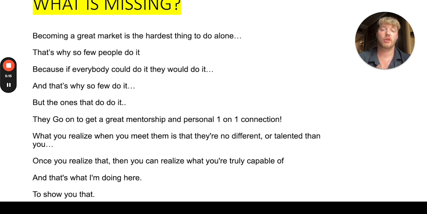How much would it add to your life if you could make an extra $3,000 per week or $5,000 per month extra from the job you're doing 9 to 5 right now? Once you realize what you're truly capable of, then you can fast forward your results with a mentor, with a coach, with someone who can help you along the way. So that is the missing puzzle in your life.